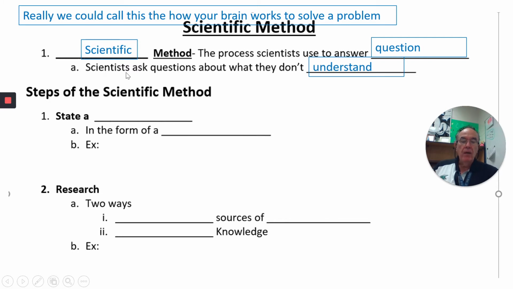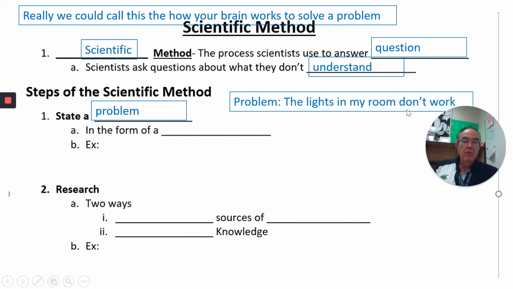Now, when we have a question, a problem that we're going to solve, and it says scientists ask questions about what they don't understand, really, we can say anyone will ask a question about something that they don't understand. Okay? And we're going to state a problem. So the first thing is there's a problem. There's something that you don't understand about what's going on. An example problem that we can work with today is you go into your room and you flip the switch, and the problem is the lights don't work.